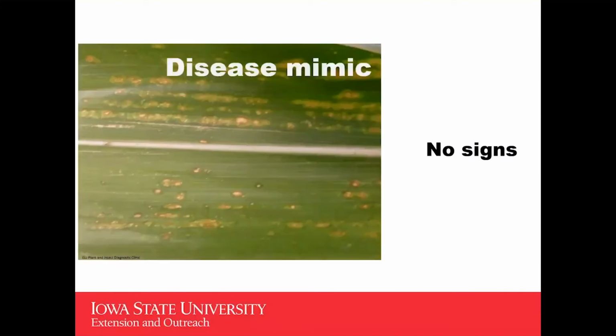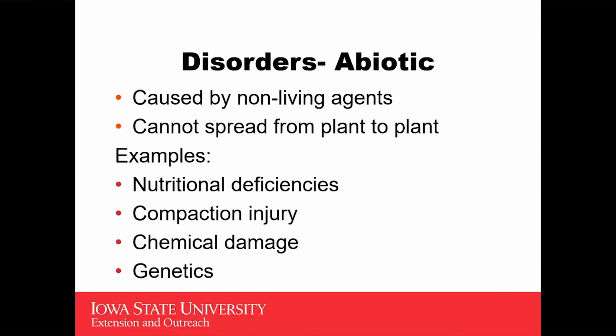Well, I'm trying to get you guys to reach out for help if you're unsure. So you have another thing here before we get into particular diseases, and that is what else is there besides a disease that could cause symptoms, adverse symptoms to a plant? And that would be disorders, which are abiotic or non-biological. So they're not caused by a pathogen, they're caused by the environment or other things such as chemicals, compaction, nutritional deficiency, or as in that last example, genetics.